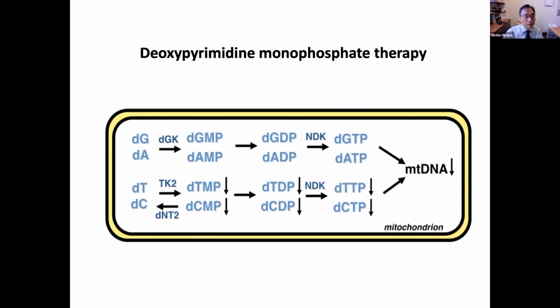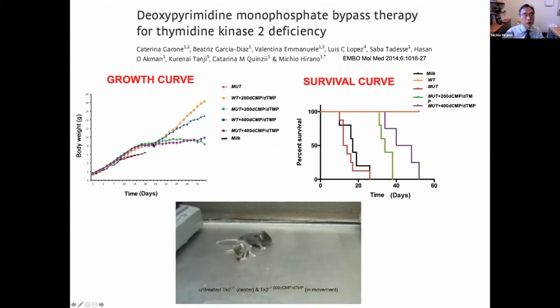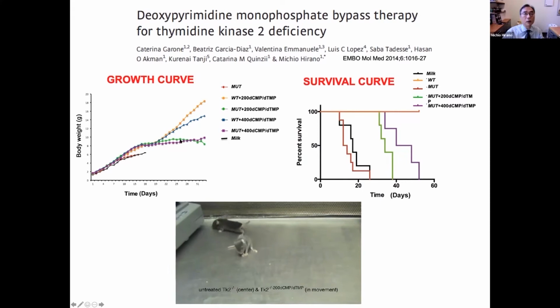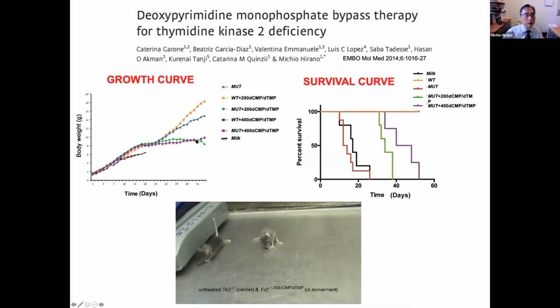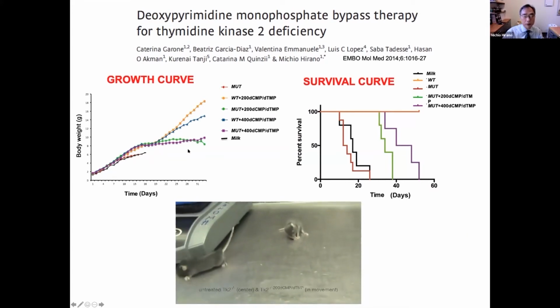So based on some work on cell culture with an analogous disease, DGK deficiency, that showed that monophosphates could be given to bypass the defect, Katerina Garon, when she was in New York, started using the dCMP and dTMP monophosphates to bypass the biochemical defect in the mouse. And you can see here that with low and higher doses of the monophosphates, we can improve the growth of the mice. Not as good as the wild type, but certainly better than the mutants.